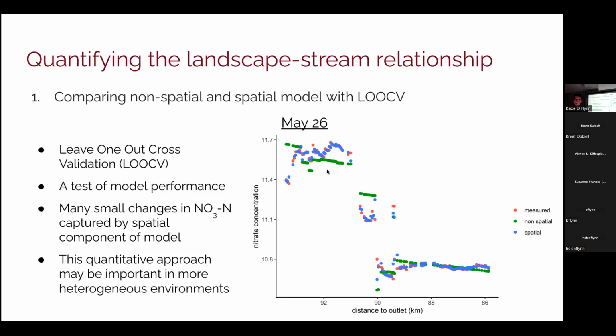This figure shows our measured nitrate concentration in red, the estimated nitrate concentration with the non-spatial model in green, and the estimated nitrate concentration with the spatial model in blue. And what we can observe here is that even with our non-spatial model, we capture most of these large changes in nitrate concentration, but it's these small fluctuations within nitrate that are captured by this spatial component of the model, which makes sense when we understand that even with this non-spatial model, a very large proportion of the variability was accounted for.